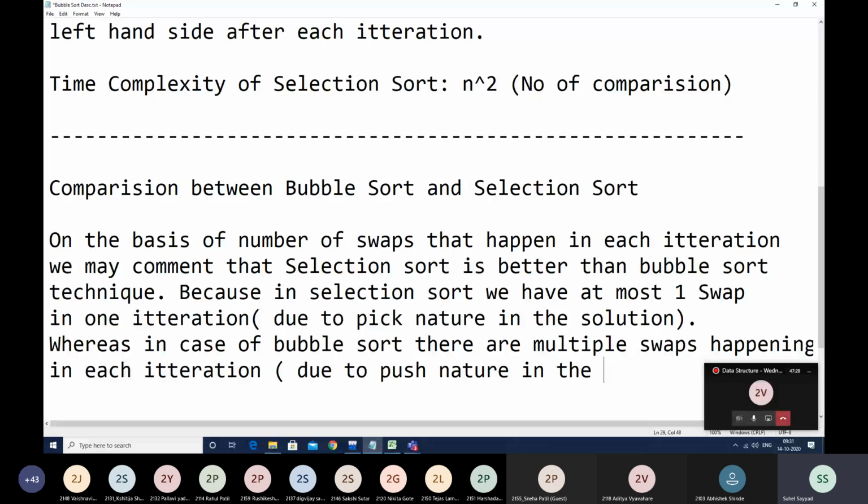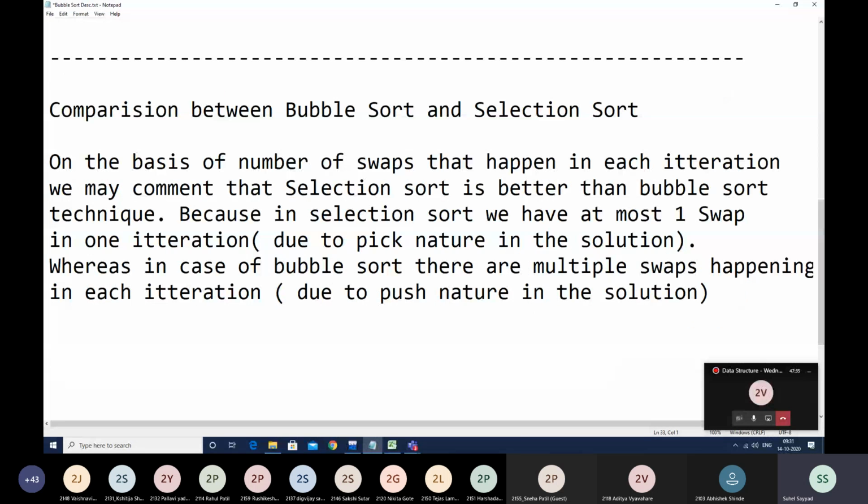So is this paragraph understood to all my students? How did I compare bubble sort and selection sort? Overall, if I look at the number of comparisons, both look the same, n square. But when both are the same with respect to the number of comparisons, we did more analysis. If I consider the amount of work required to do swaps also, then we get a distinguishing factor between the two. On that factor, we comment that bubble sort is the worst sorting technique and selection sort is a better sorting technique as compared to bubble sort.